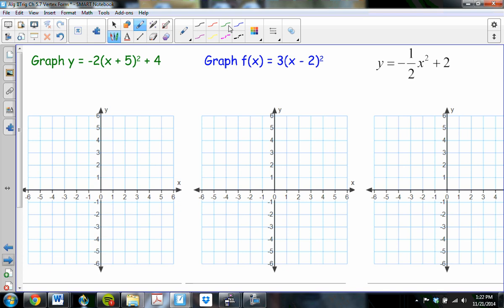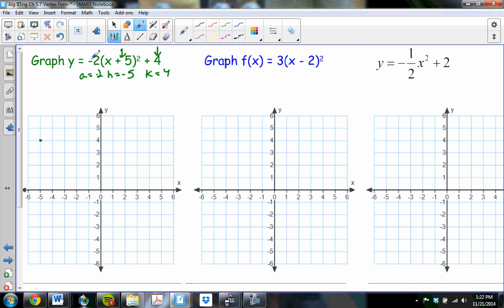Here, my h value is -5. It's always the opposite of this. My k value is 4. It's always the same as this. And my a value is -2. So my vertex is going to be at the point -5, 4, right here. That's my vertex. I know this graph is going to point down because the a value is negative. This graph is going to frown.